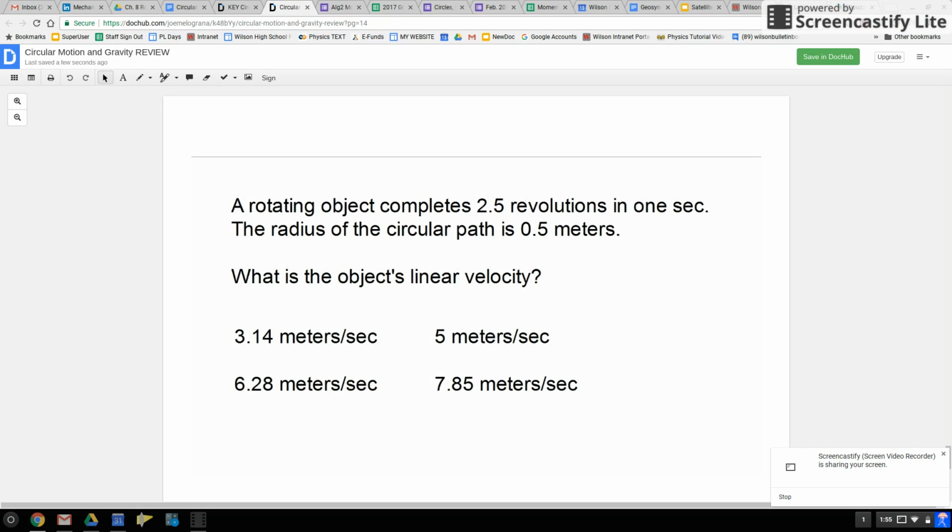A rotating object completes 2.5 revolutions in 1 second. The radius of its circular path is half a meter. What is the object's linear velocity?